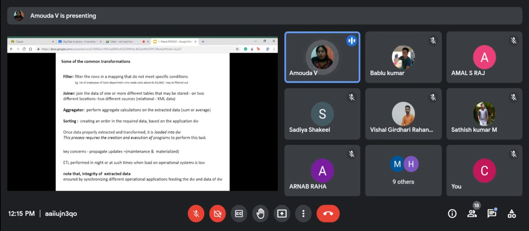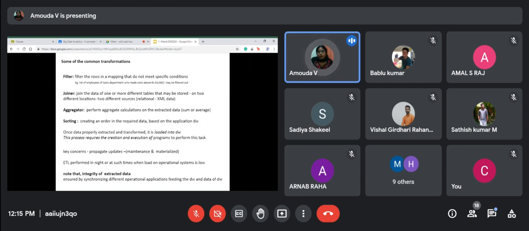And joiner: we may join data from different tables, as we do in a relational database. If you want more information, we can join tables from different locations or two different sources, like XML or an Excel sheet. The joiner will be doing this job.